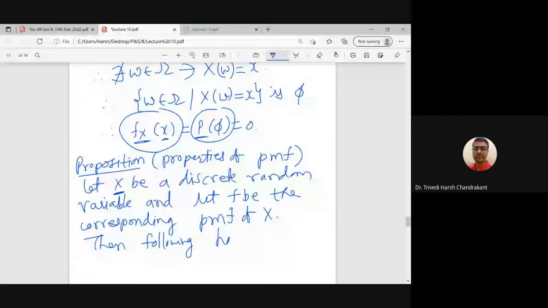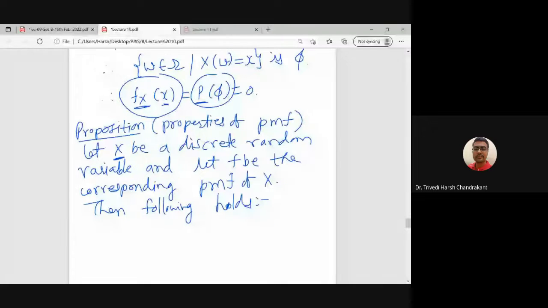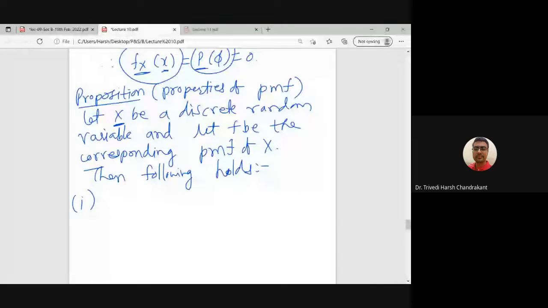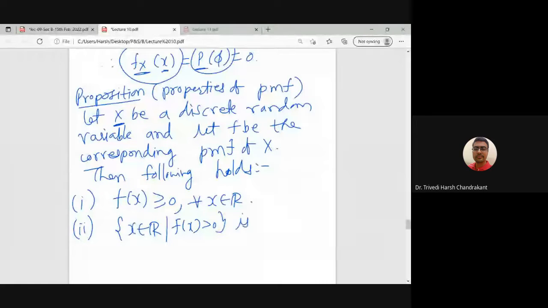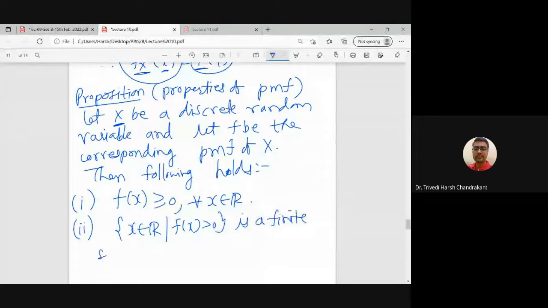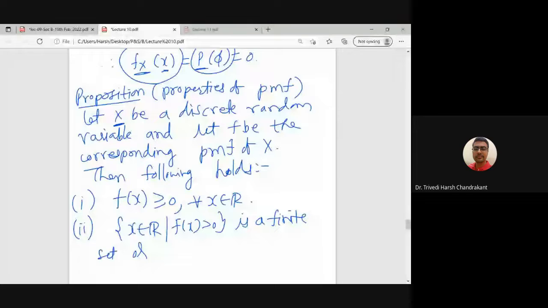The following properties hold. The first property is that the value of the mass function is always non-negative for all real numbers. The second property is that the set of points in the domain such that f(x) is strictly greater than 0 is a finite set or a countable set.